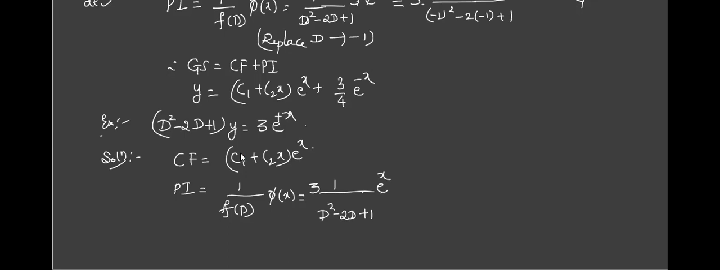Now replace D by 1 and just check. 1 square is 1. Correct? Minus 2 into 1 plus 1. What is the answer? 0. So if it is becoming 0, whether to replace or not? No. So for your understanding I'm writing this like this, meaning don't replace. It is not a step to be written in the exam. So if it is not to be replaced, what does the procedure say?